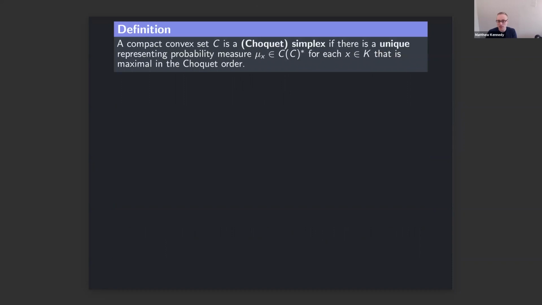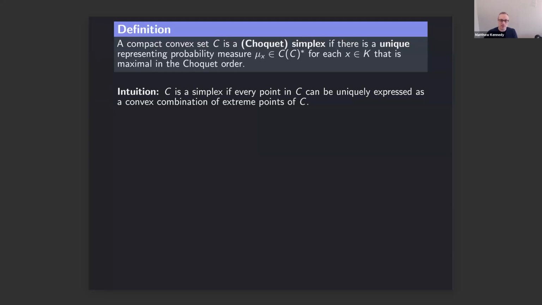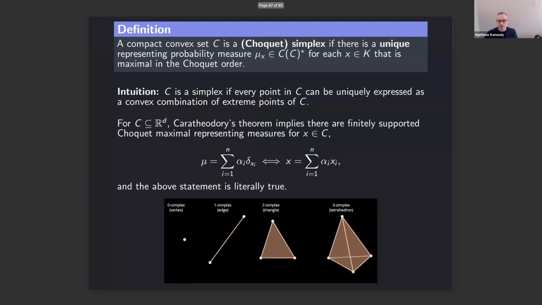So a compact convex set is a Choquet simplex, or a simplex, if there's a unique representing measure for each point that's maximal in the Choquet order, equivalently supported on the set of extreme points. So this is like saying C is a simplex if there's a unique way of writing every point in terms of extreme points. And in finite dimensions, because this is really Carathéodory's theorem, this is literally what it means to be a simplex. It means that every point can be expressed uniquely as a convex combination of extreme points. And we have a very good understanding of simplices in finite dimensions.